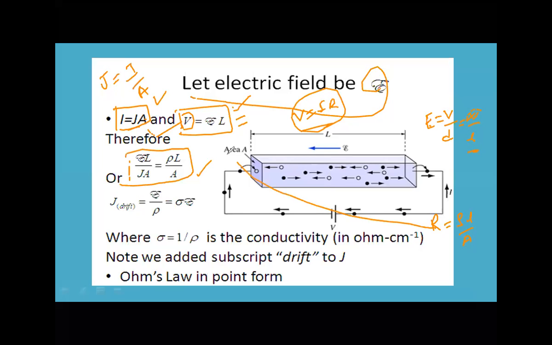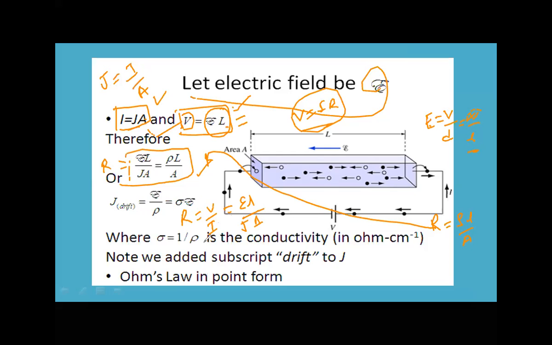So I am also showing this equation here. R is equal to rho L by A. So this is nothing but the R value. R is equal to V by I. What is V? We got it from here, E into L. So V by I is E into L by I, and from current density J equal to I by A, I can write I equal to J into A.